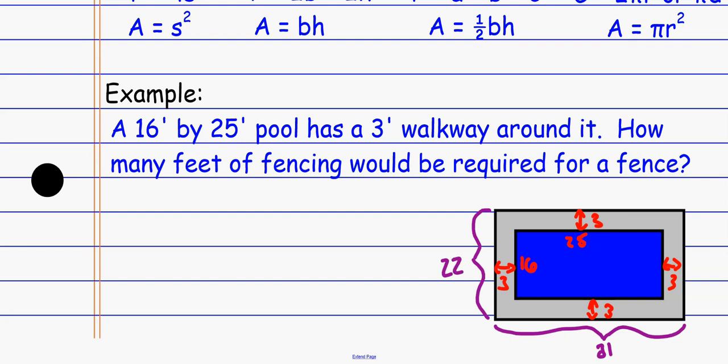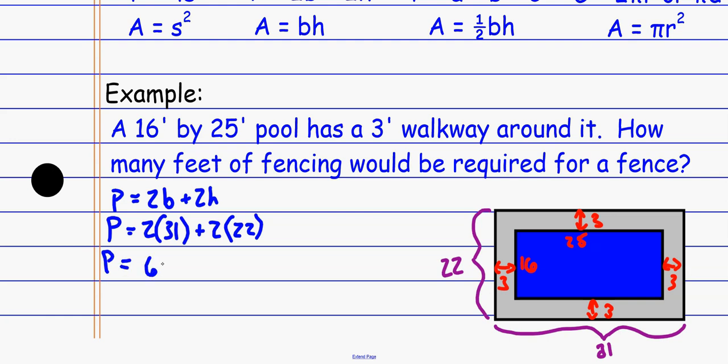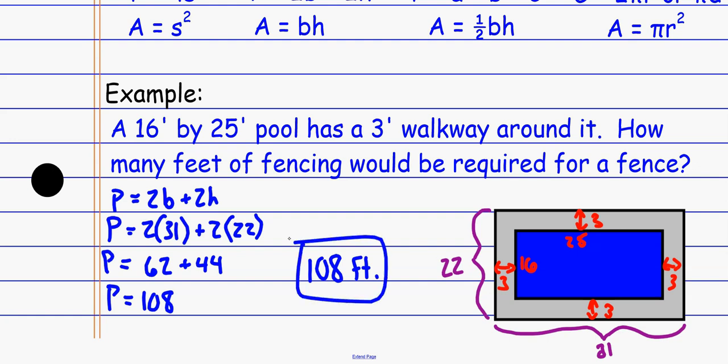Okay, and so now if I use that formula for a rectangle, the perimeter is 2 times the base plus 2 times the height, and now I just plug away. So it's 2 times the 31 plus 2 times the 22. And I just simplify. And make sure you include the units when it's all said and done. So this is 108, and again, that is feet. All right. Units are very important, especially when we're looking at a real world type of example. All right. Got to include the units.